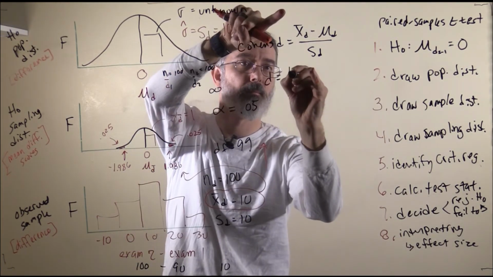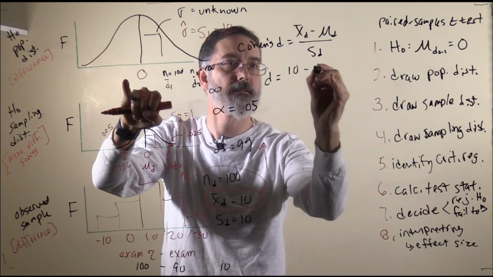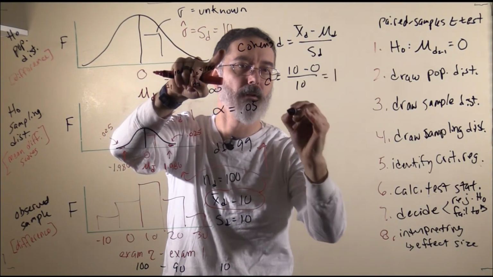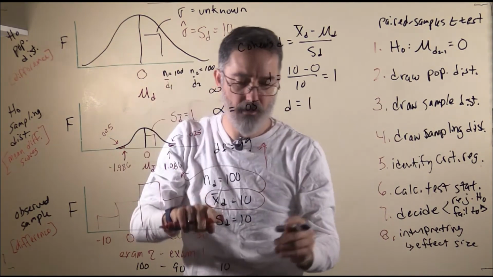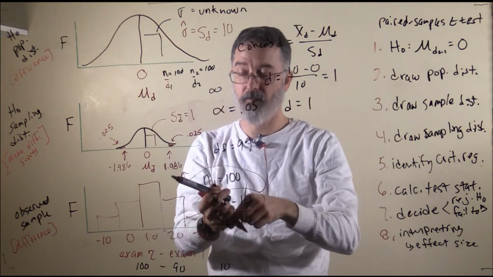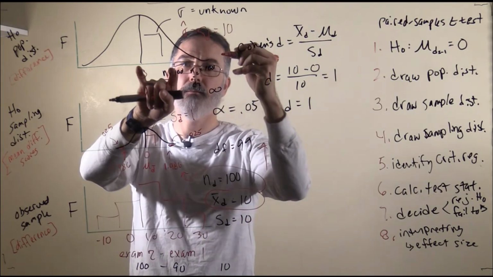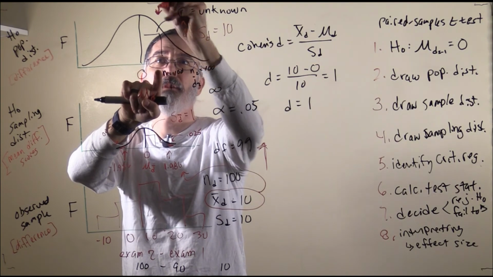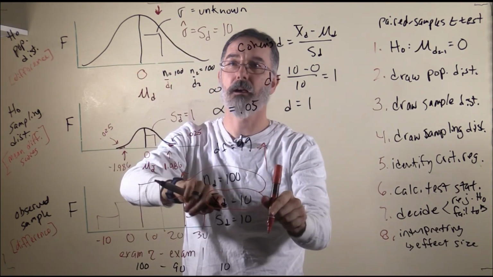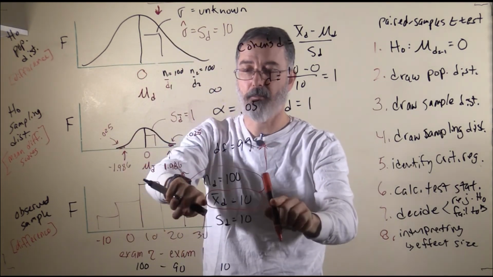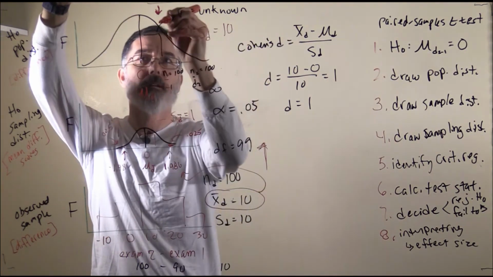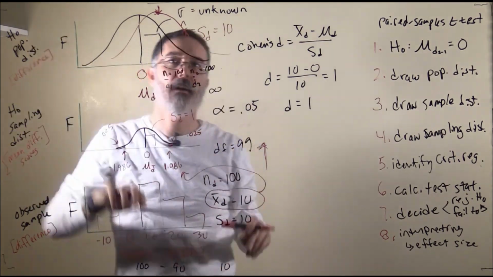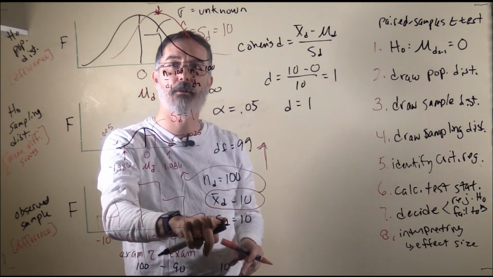We'll plug our values in here. So our observed sample mean is 10. The mean here is 0. Standard deviation is 10. So 1. So Cohen's d in this case is 1. So our observed sample is 1 standard deviation over here. So remember, what we're really doing here is we're using our sample mean as a point estimate, our best guess at the population mean. And so we're guessing that really this is probably where we got our sample from.